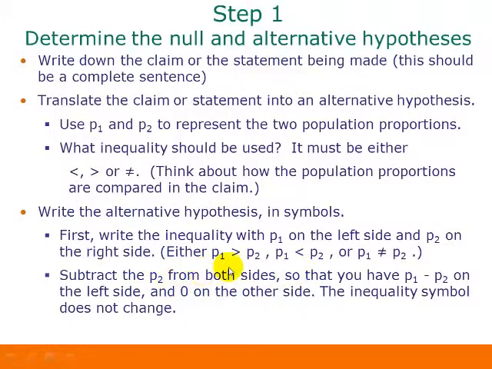Now, once we have our alternative hypothesis written this way, for several things including StatCrunch, if you're going to use that, you need to have it written so that P sub 1 and P sub 2 are on the same side of the inequality with a 0 on the other side. So once we get it in this form, then we're just going to subtract the P sub 2 from both sides so that we have P sub 1 minus P sub 2 on the left side and 0 on the other side. That's not going to change our inequality.